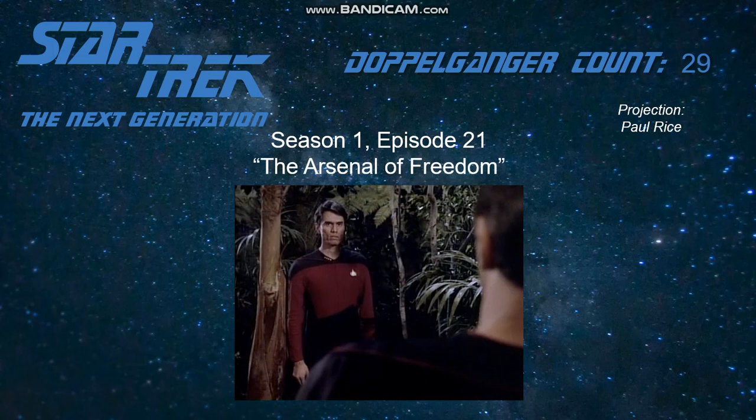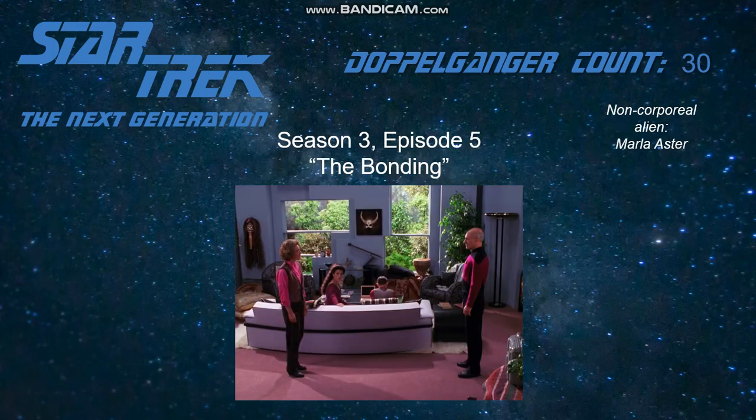Season 1, Episode 21, The Arsenal of Freedom. The ancient weapons system that the Enterprise D crew interacts with creates a projection of Commander Riker's old friend Paul Rice in an attempt to find out information about the Enterprise.